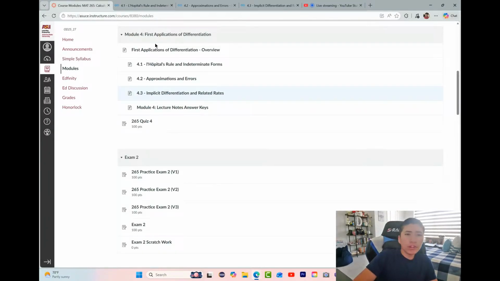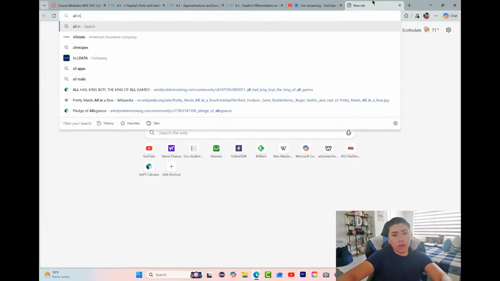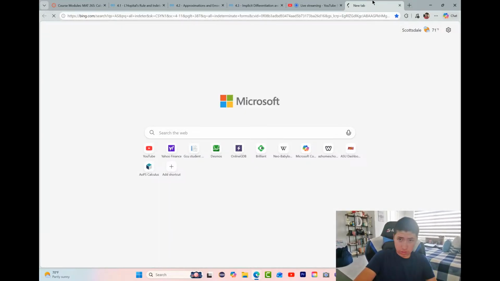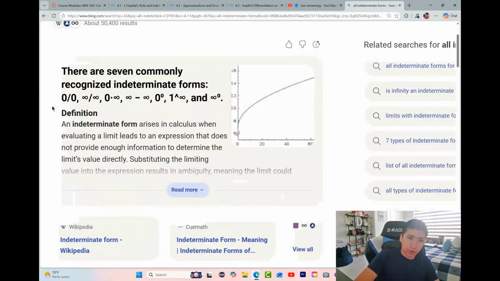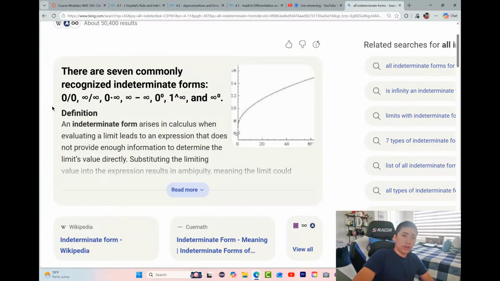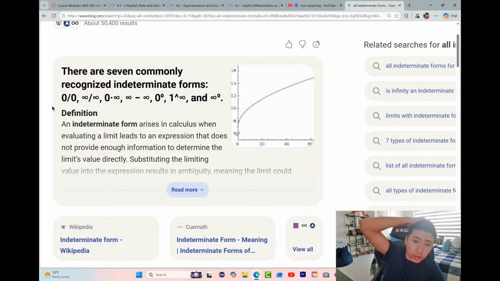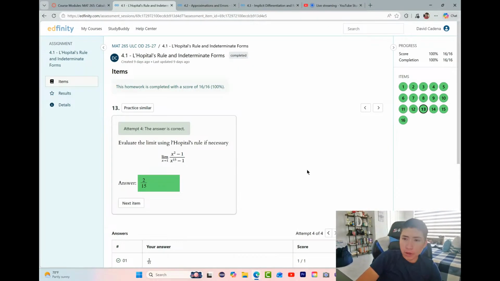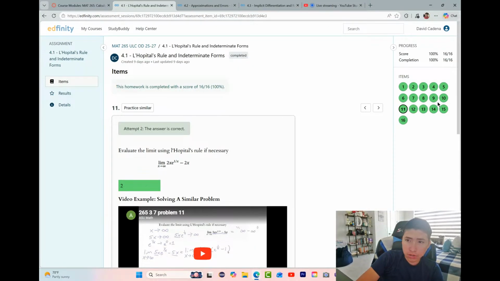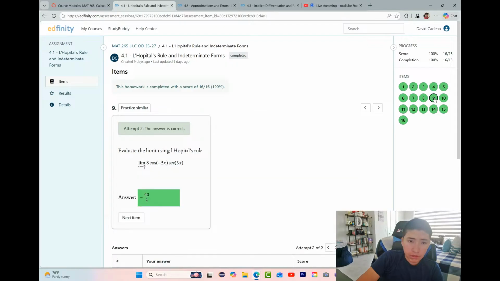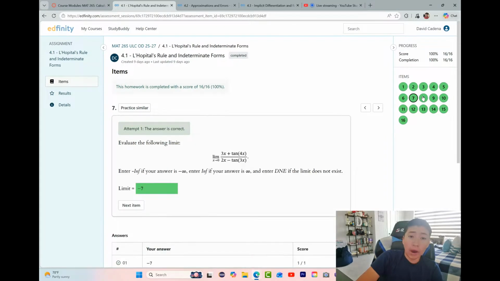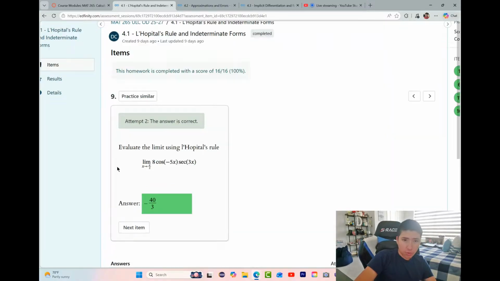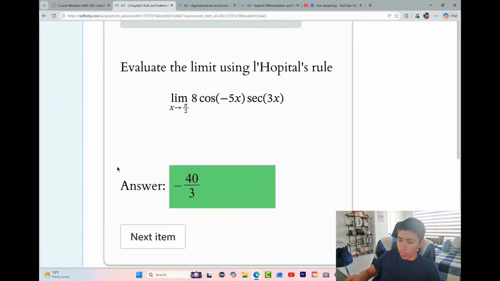Wait, what is an indeterminate form? All indeterminate forms: 0 over 0, infinity over infinity, 0 times infinity, infinity minus infinity, 0 to the 0, 1 to the infinity, and infinity to the 0. We're cooked. Oh, I see. So all of these were fractions, but here we don't have a fraction. So let's see what we do.